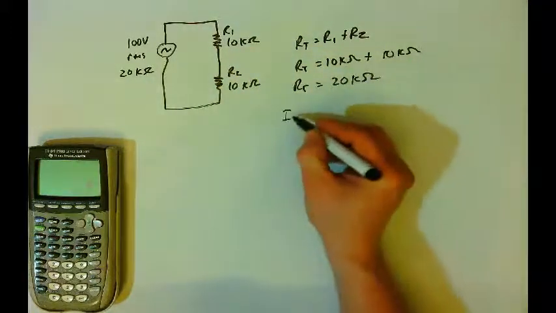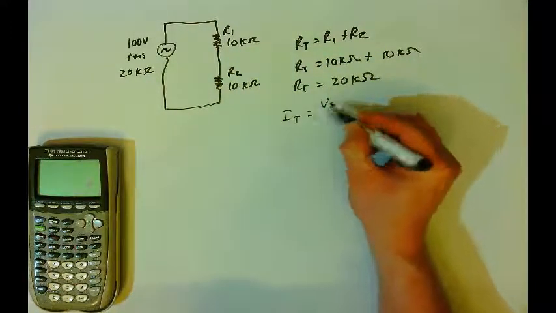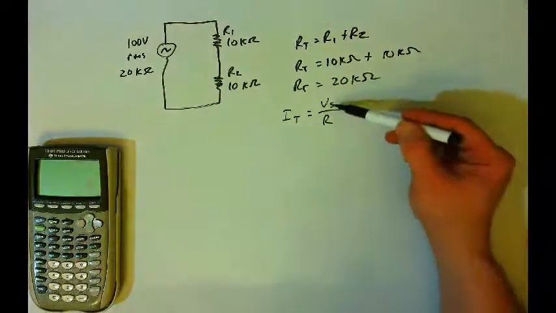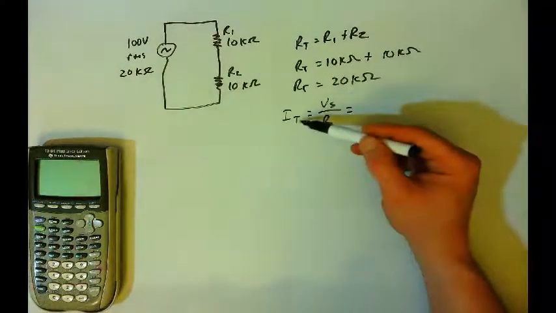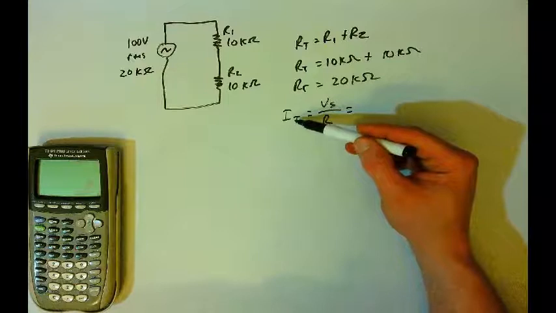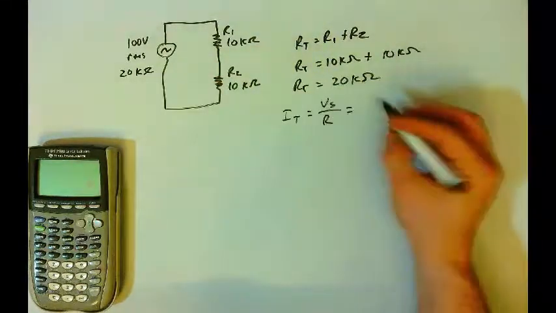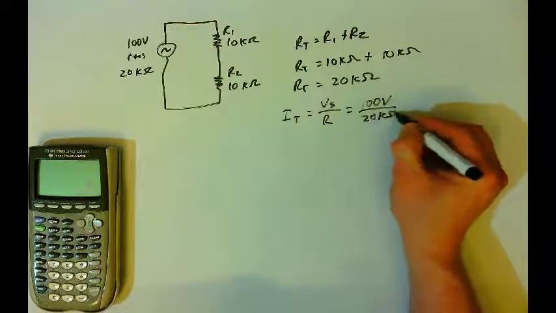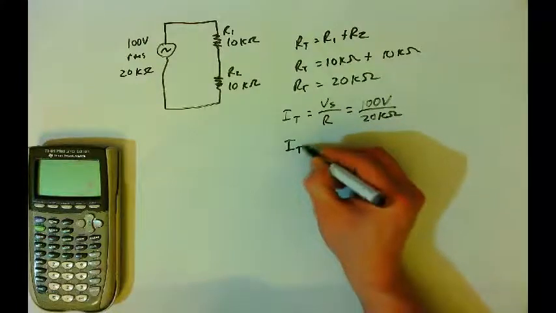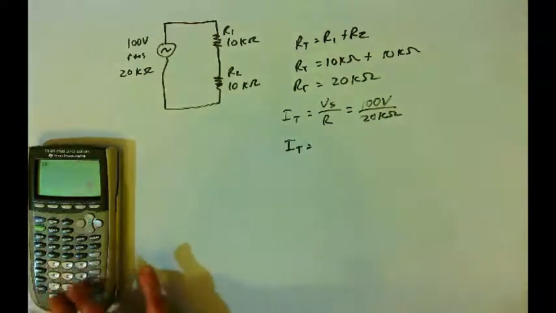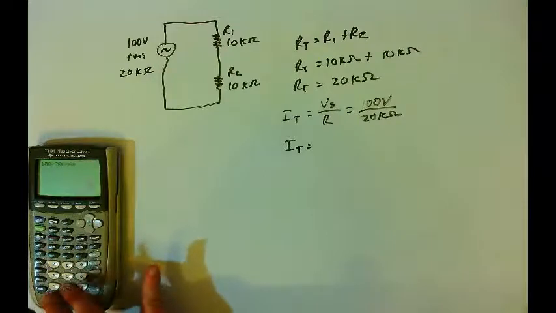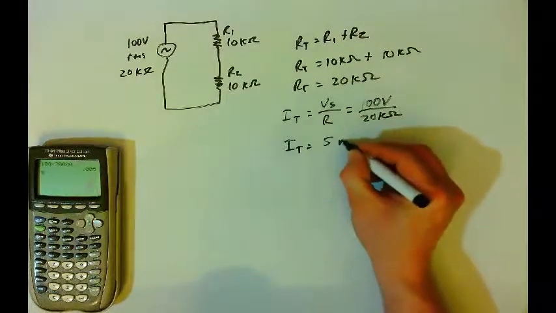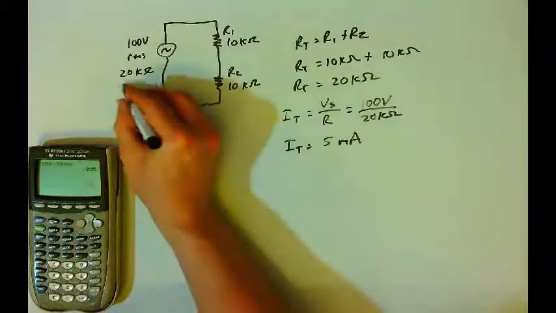Next step is to find total current. Total current will be the source voltage divided by the resistance. And again, when we do our calculations, we're always going to use the RMS value for voltage, and we're always going to be finding or using the RMS values for currents. And so the source voltage is 100 volts RMS. The resistance value is 20 kilo ohms. And so the total current will be 100 volts divided by 20 kilo ohms, which is going to be 5 milliamps. So the total current in the circuit is 5 milliamps.